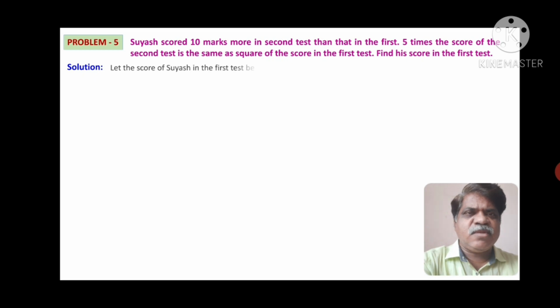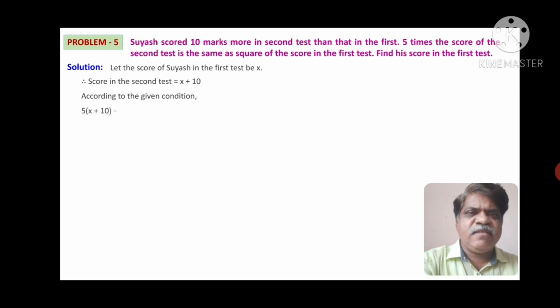Friends, let the score of Subhash in the first test be x. Therefore, the score in the second test is x plus 10, as 10 is more. According to the given conditions, you will get that 5 times x plus 10 is equal to x square. Now solve the bracket on the left hand side. 5x plus 50 is equal to x square. Therefore, we can write x square minus 5x minus 50 is equal to 0.